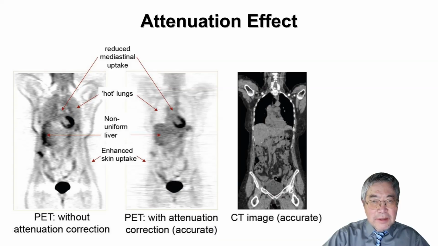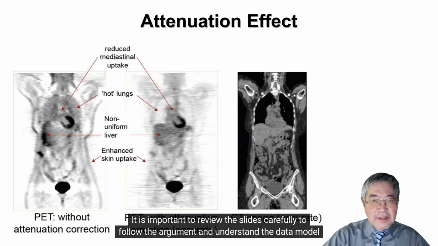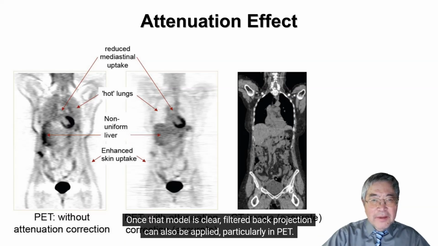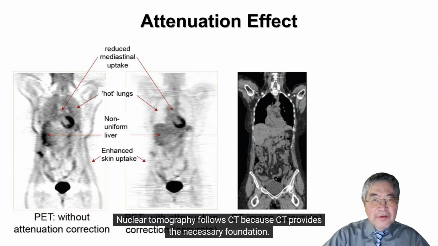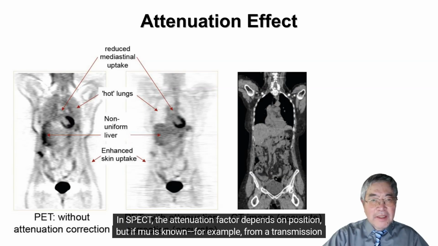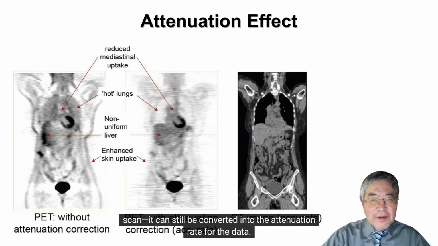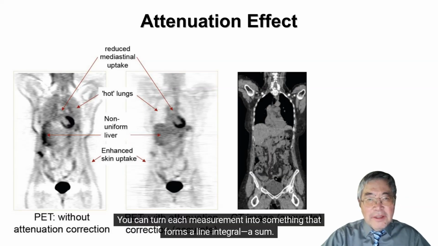It is important to review the slides carefully to follow the argument and understand the data model for SPECT and PET. Once that model is clear, filtered back projection can also be applied, particularly in PET. Nuclear tomography follows CT because CT provides the necessary foundation. In SPECT, the attenuation factor depends on position, but if mu is known, for example from a transmission scan, it can still be converted into the attenuation rate for the data. You can turn each measurement into something that forms a line integral, a sum.